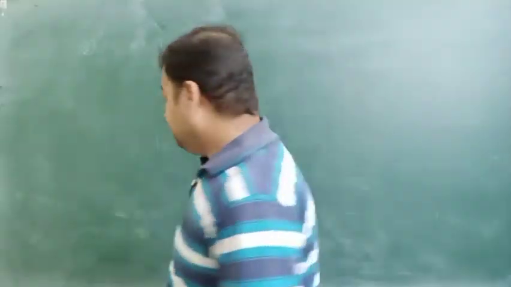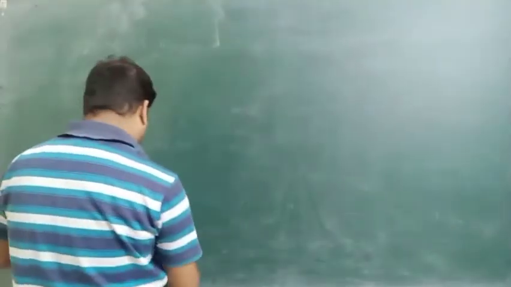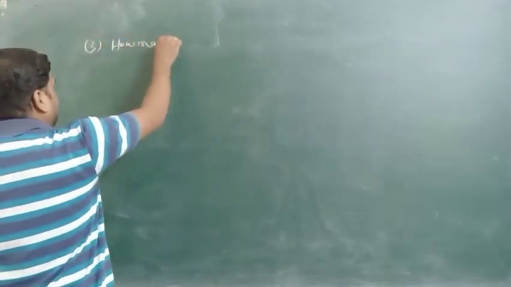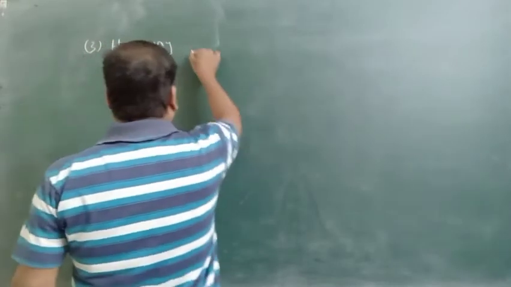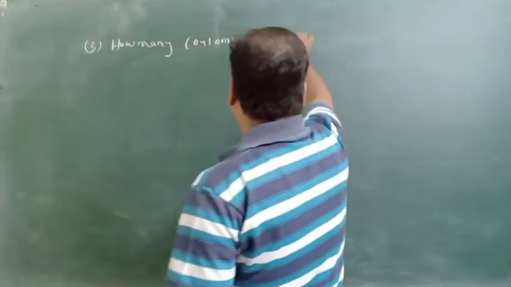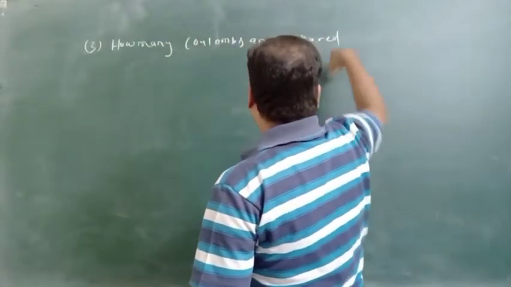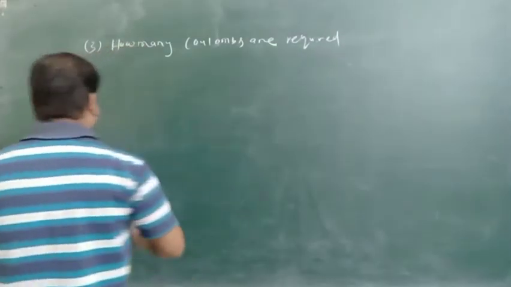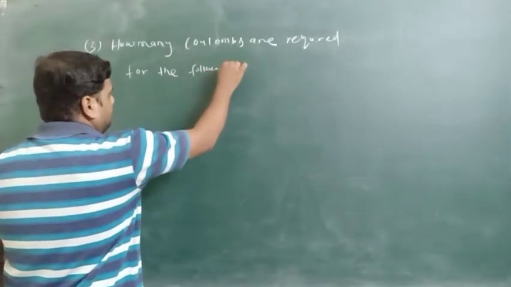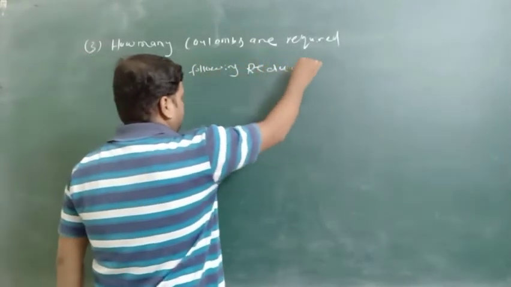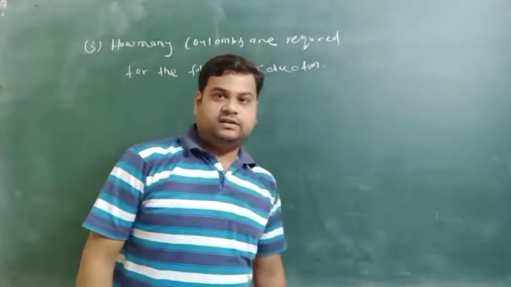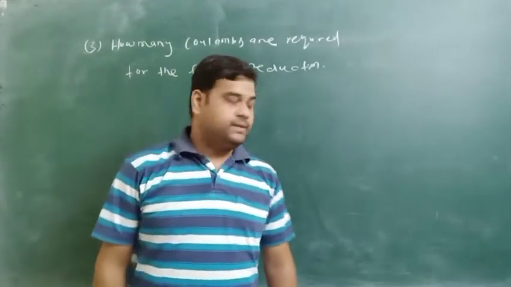So our question will be, how many coulombs are required for the following reduction process? For oxidation and reduction, we know that the oxidation reduction process is altogether called a redox reaction.